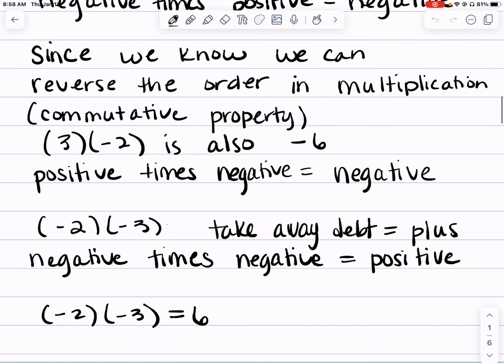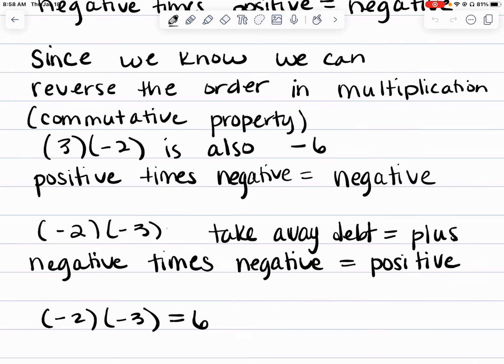Since we know we can reverse the order in multiplication, the commutative property, that means 3 times negative 2 is also negative 6. A positive times a negative equals a negative.